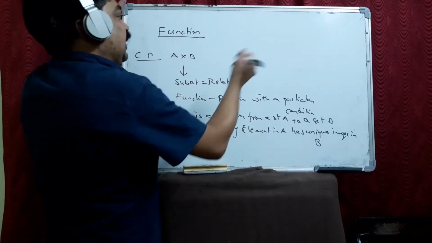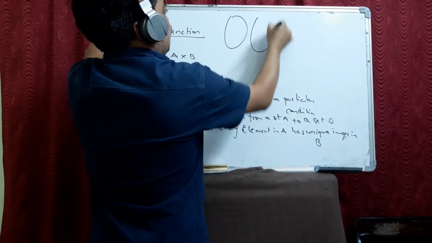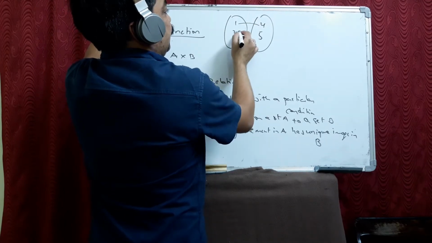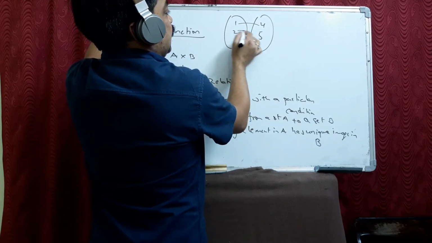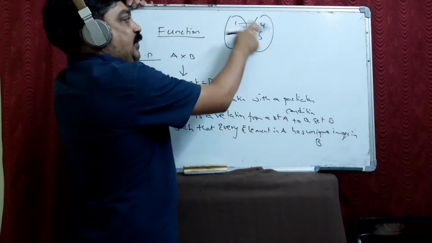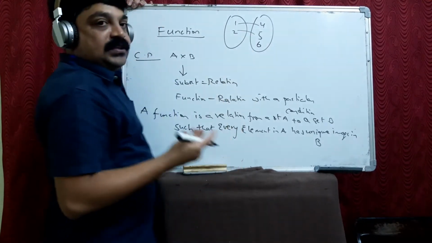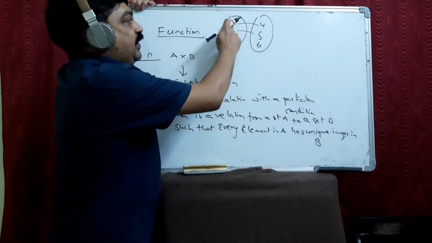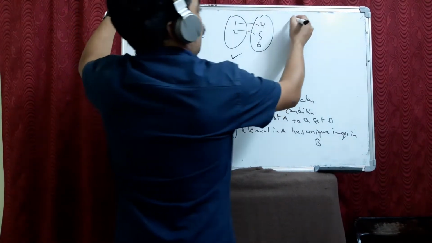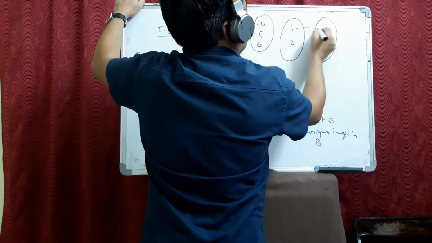Now look here, we take different examples. Suppose A is 1, 2, 4, 5. This is a function because every element in A is participating and every element in A has only one image. This is also a function because every element in A is participating and every element in A has one image.